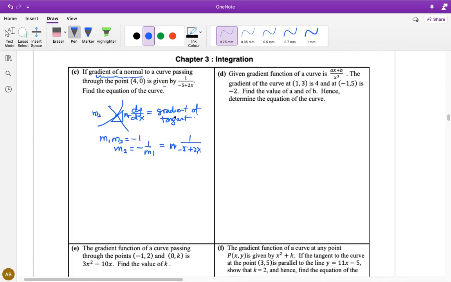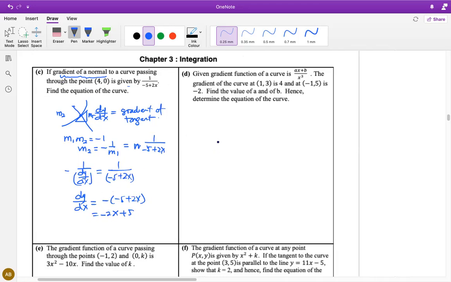So if you put in, that means -1 over dy/dx equals 1 over (-5 + 2x). I hope I make it clear. Therefore dy/dx actually equals -(-5 + 2x), which equals -2x + 5. This is the gradient function of the curve, because the question gave you the gradient of the normal.